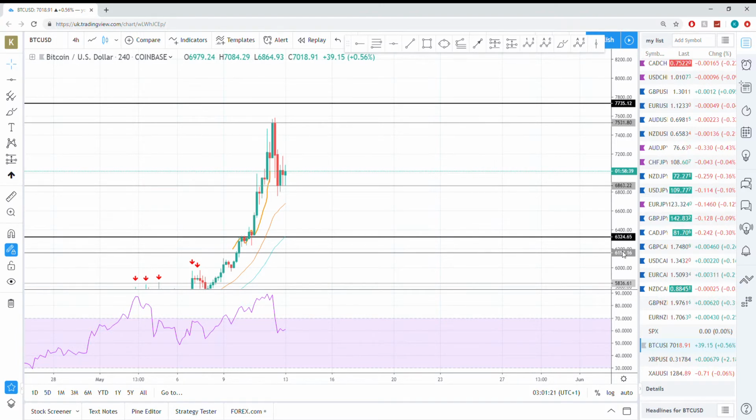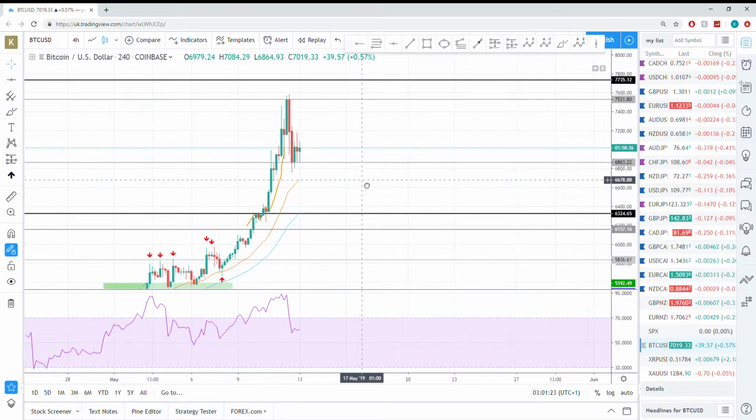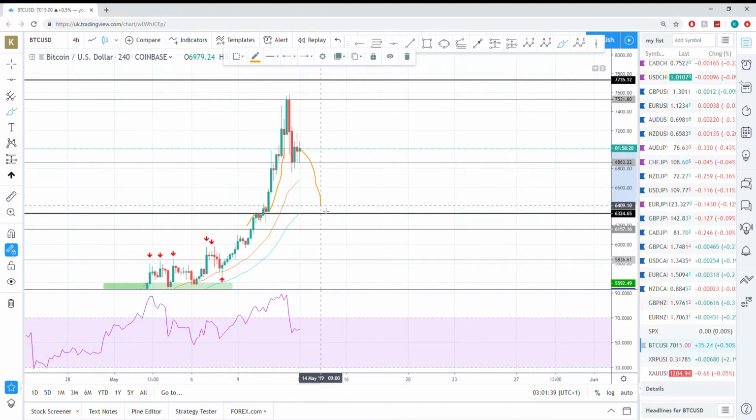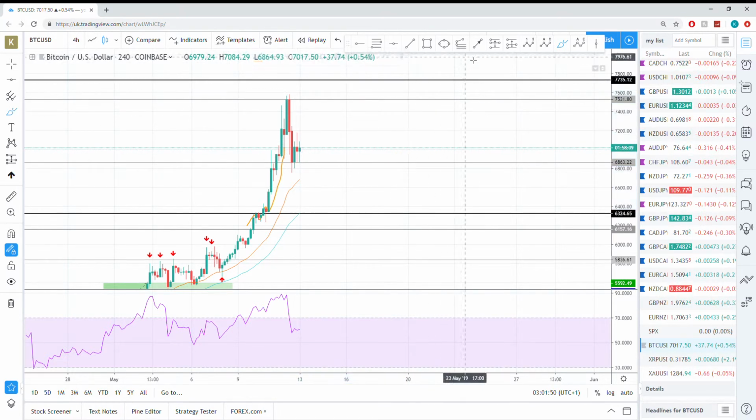For now, because we've jumped stupidly high, we've gone immensely high, I'm looking to see how price reacts in this area here. I want to see price come back down a bit, see how it performs on this area here, and see if we can get some sort of push, something like this. So this would be a good idea. Something like this is what I want to see.